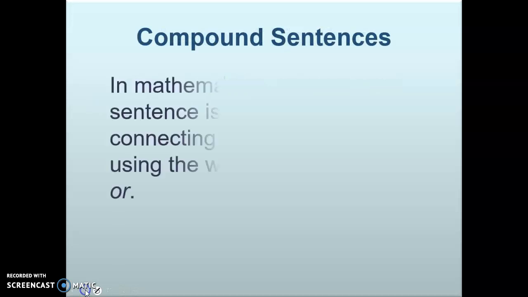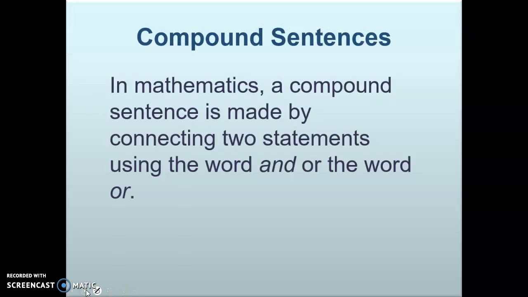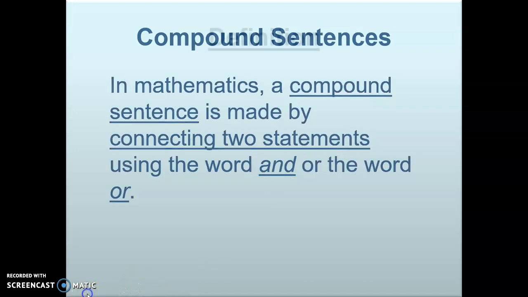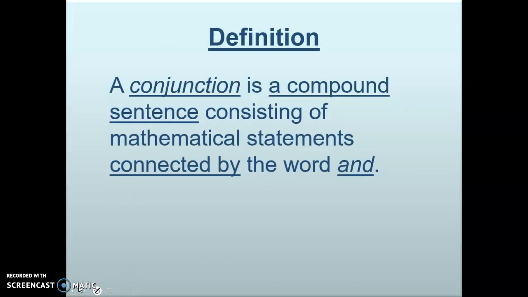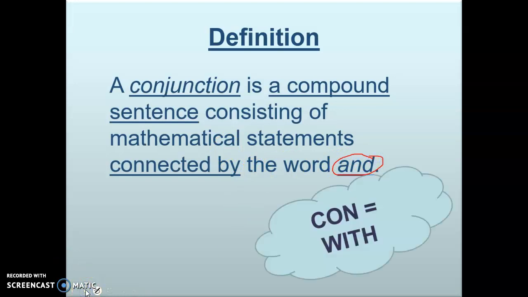Now, when we look at compound sentences in English, we know compound sentences are two sentences joined with the word and, but, or, nor, so forth and so on. In mathematics, a compound sentence is made by connecting two statements or two expressions using the word and or the word or. And we're going to look specifically at conjunctions today, which deal with just this word, and. So a conjunction is a compound math sentence consisting of mathematical statements connected by the word and. That's what you need to remember. Connected by the word and.